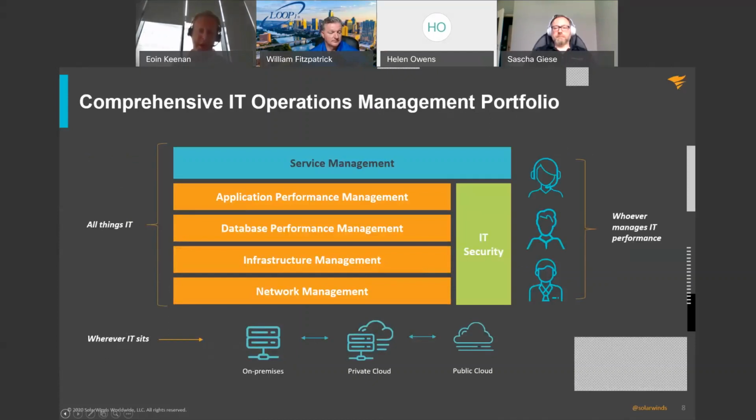And here's the framework, if you like, a more visual view of things. On top, we have the service management. Then we have the monitoring, management, and analytic layers in the orange boxes there. And of course, IT security, which is straddling the whole picture here.